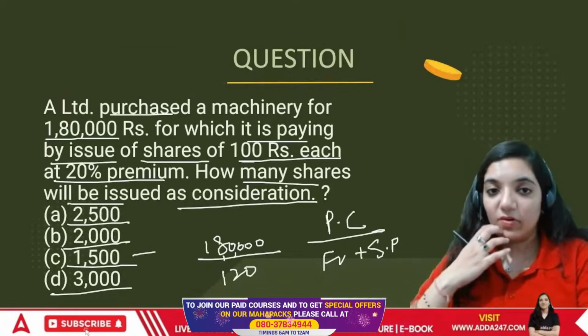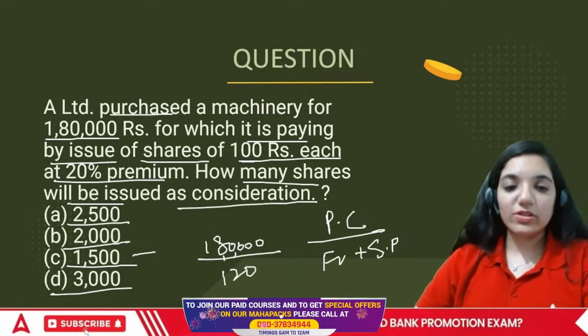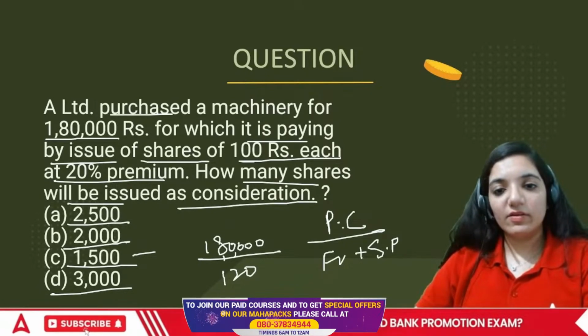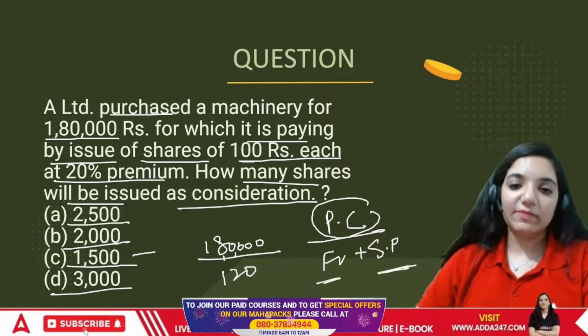This is the formula for this particular portion. Whenever we have to calculate the number of shares, it is going to be the purchase consideration divided by face value plus the security premium.